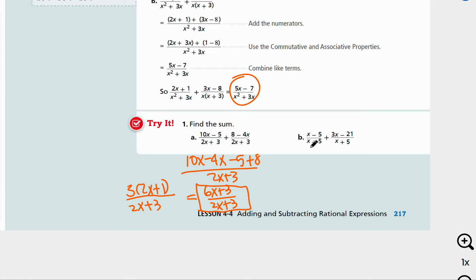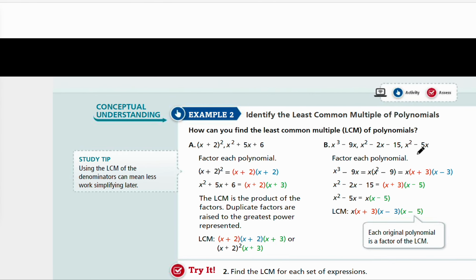Part B, they have the same denominator again, so you don't have to match any denominators. Just add the like terms. You should be able to get 4x minus 26 all over x plus 5. Check your answers if you made any silly mistakes. If you got everything correct, great job. Pat on the back. Let's look at example 2.